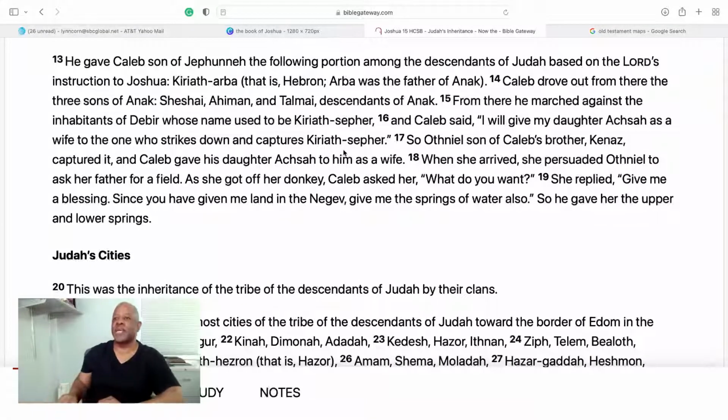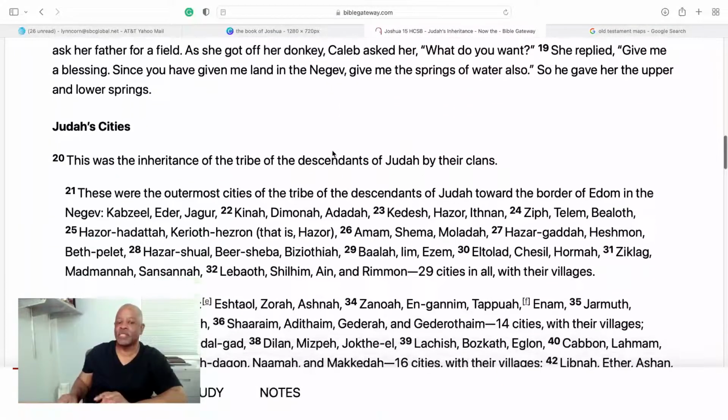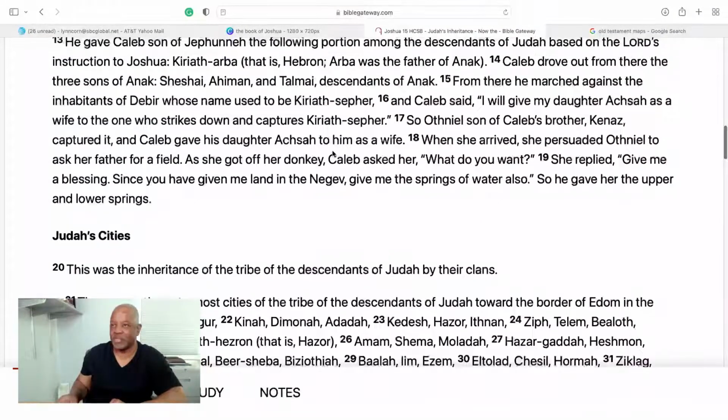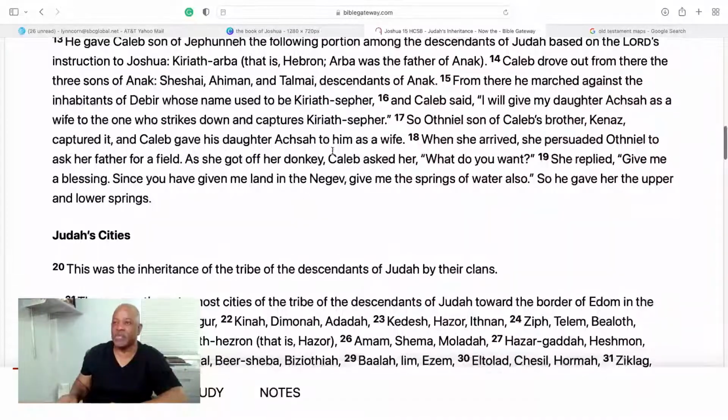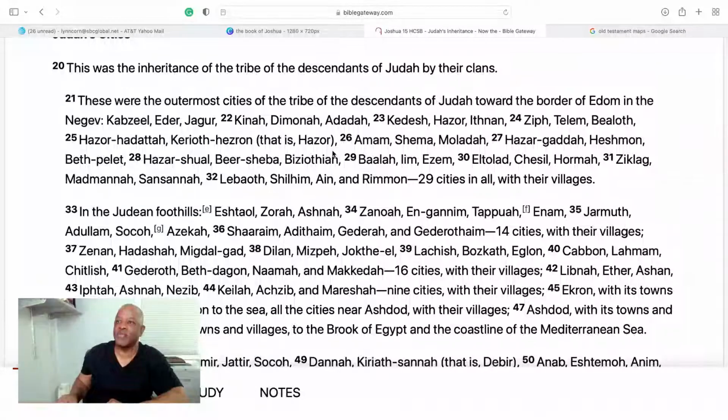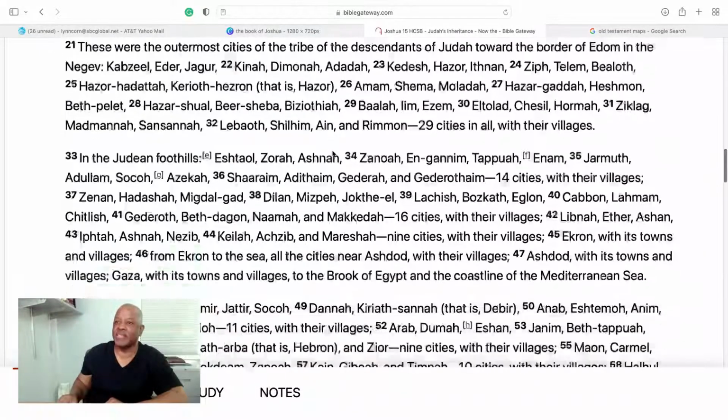Now we'll come back to that, because again, this is going to be almost a repeated portion. This will be repeated almost verbatim when we get to the book of Judges. Verse 20, this was the inheritance of the tribe of the descendants of Judah by their clans, and then he gives this list.